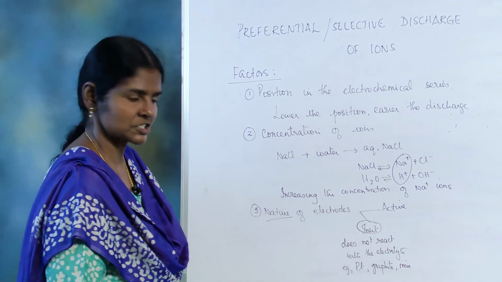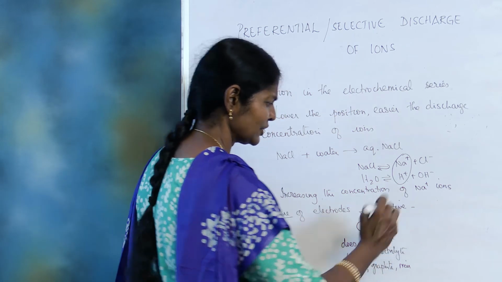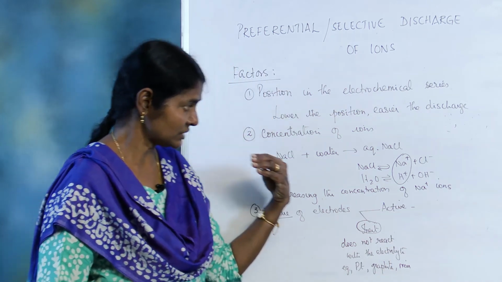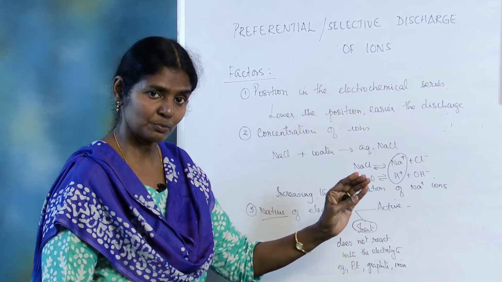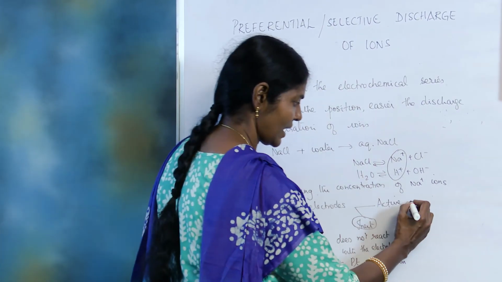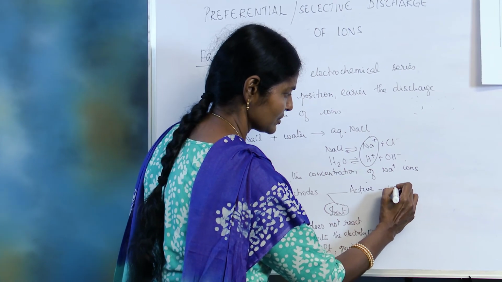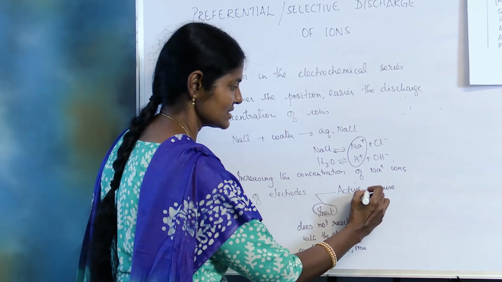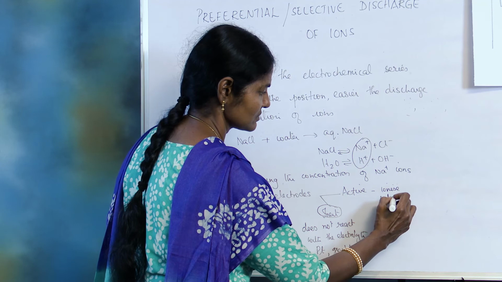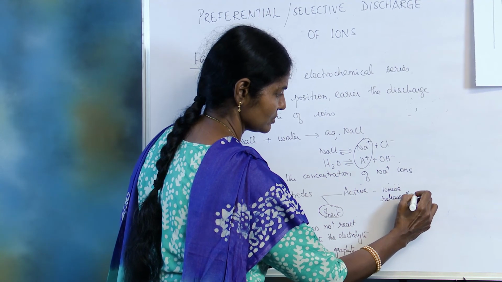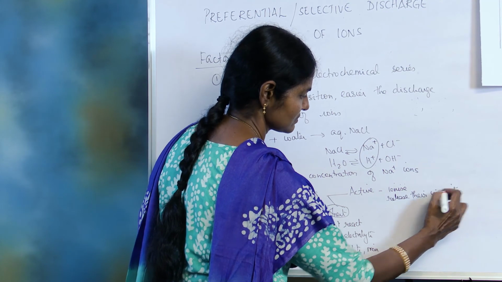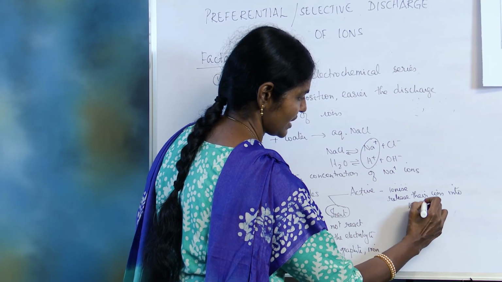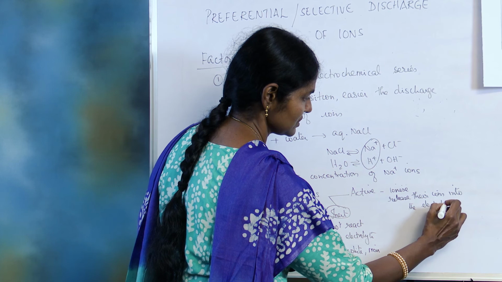When you come to active electrodes, they are active all the time. Whenever ions move towards them, those ions will be pushed off, and these active electrodes will ionize and release their own ions into the electrolyte. This is what happens with active electrodes.